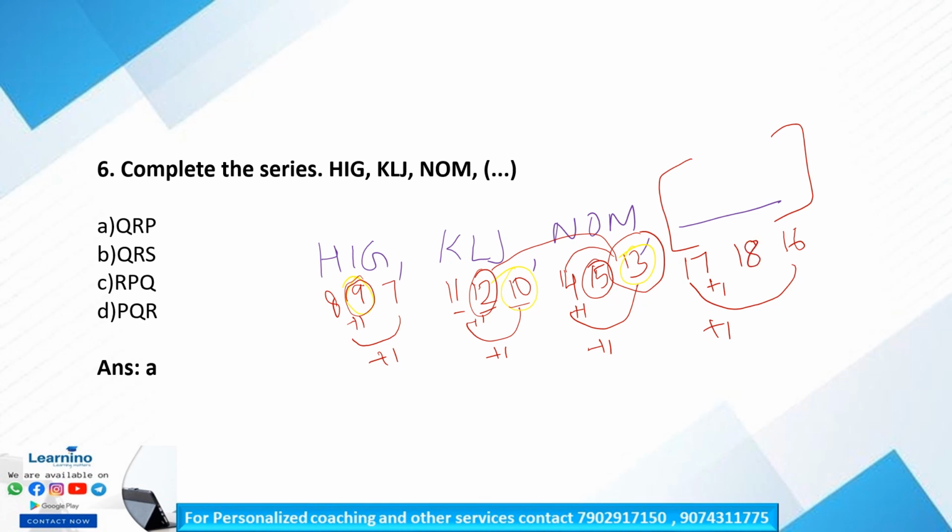So this will be our answer. Here it is 7, 8, 9, then plus 1, 10, 11, 12, 13, 14, 15, 16, 17 and 18. So this is the pattern followed here. Now we have to find the corresponding alphabets of these numbers.